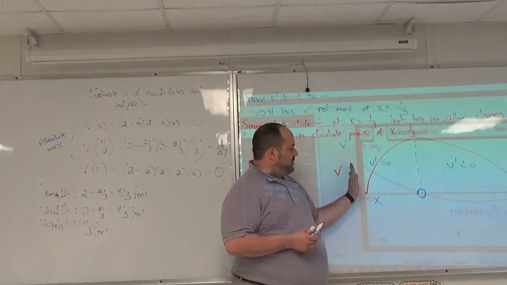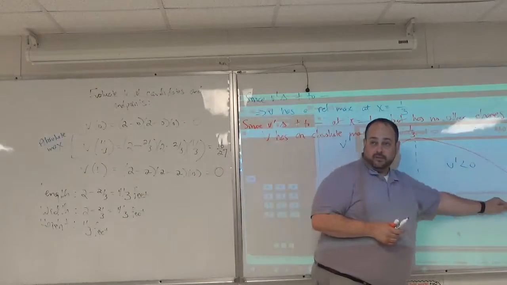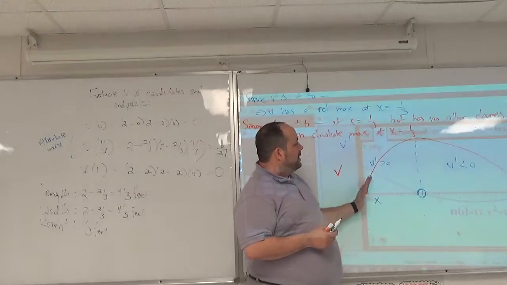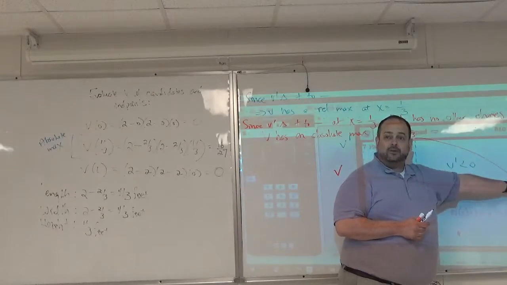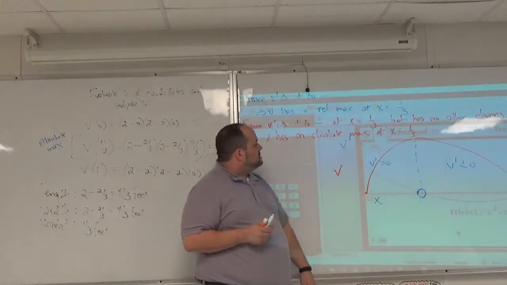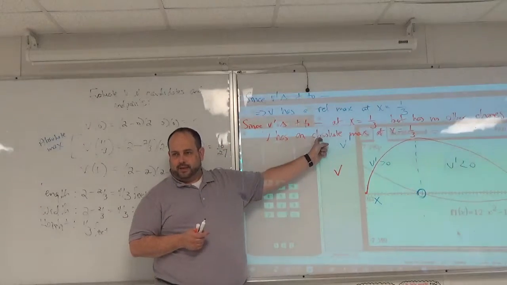my derivative went from positive to negative. My volume function therefore went from increasing to decreasing. That's all that it's allowed to do. This isn't just a relative max, it has to be an absolute max.